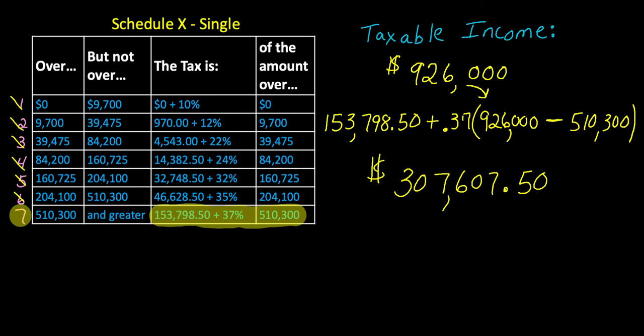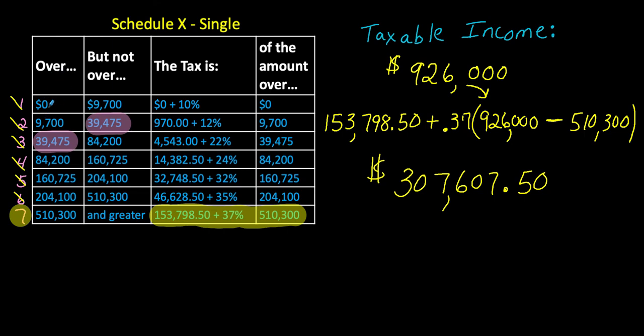One other thing I just want to say is sometimes your taxable earnings fall on the intervals. Let's say your taxable income was $39,475. This number shows up twice. So which row do you use, the second or the third? Well, I just remember that wherever I see it first, I see it in row 2 first. You use the second row. So if your taxable earnings was $39,475, you'd use row 2, not row 3.